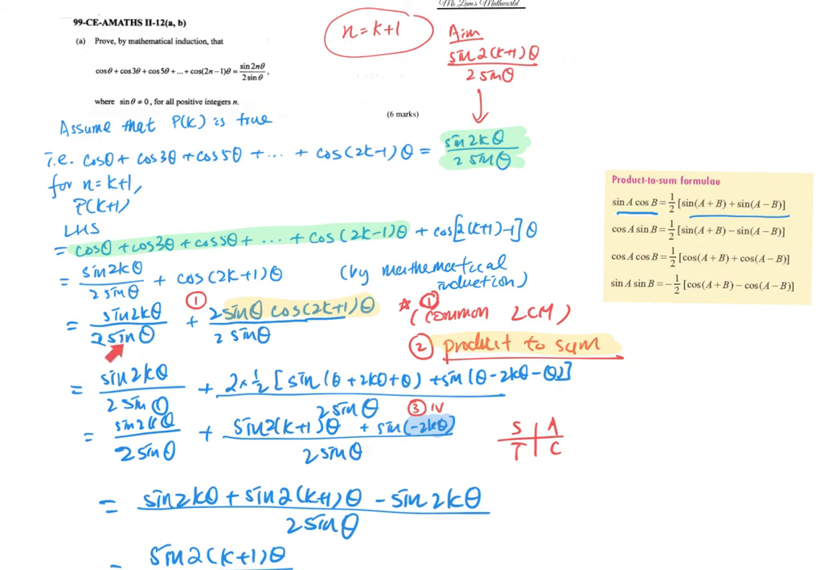Of course, you see that here you have nothing special, you have a common LCM. So step 1, common LCM. Step 2, use the product to sum formula. Sometimes a question may require you to do sum to product again. But anyway, at least you will need to use the product to sum formula once for this part. And then if the signs are not nice to cancel, you can use CAST to help you simplify, and you will get the result.